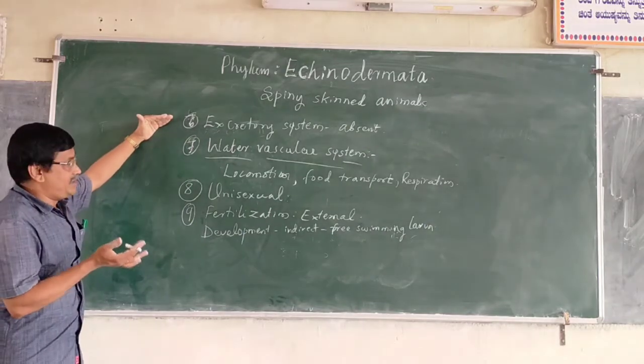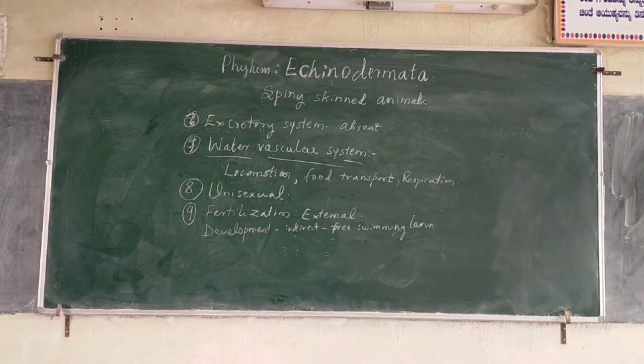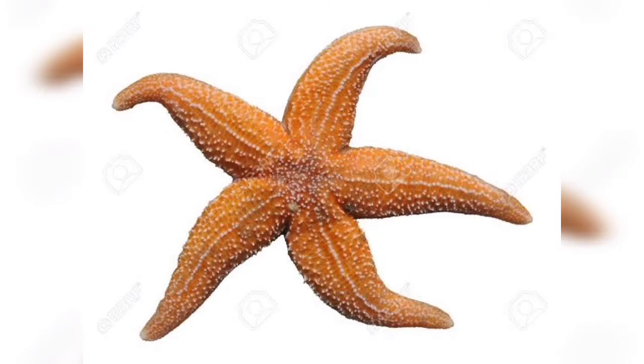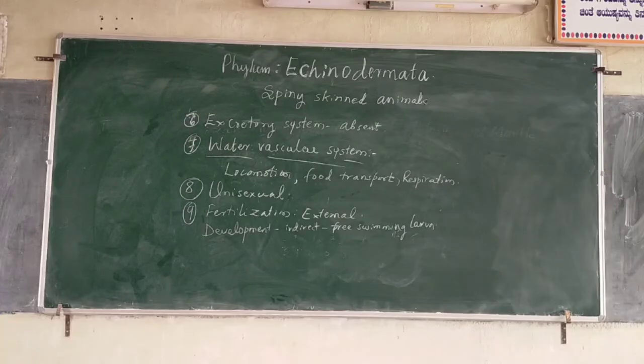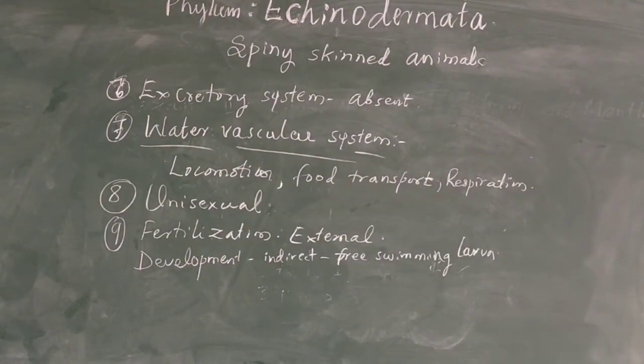Now look at the examples of Echinodermata. Various examples can be given. Sea star, for example. Whenever you visit the sea or ocean, on the seashore you can find many star-like structures in the shallow water, on the sandy beach. These are known as sea stars. It looks like a star. It is also known as starfish. The scientific name is Asterias. Then sea urchin, the common name for Echinus.